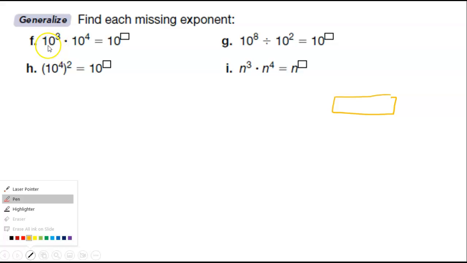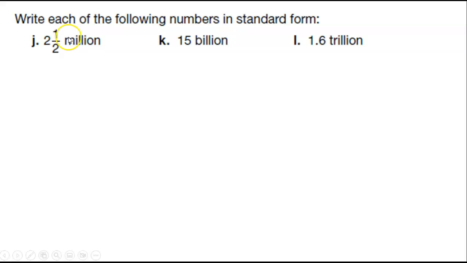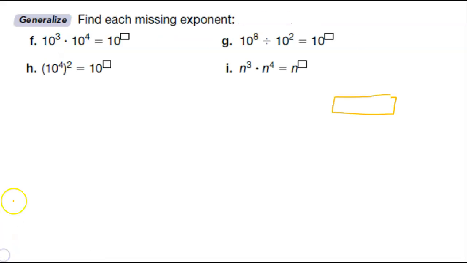So let's see. This says 10 to the third times 10 to the fourth is 10 to the what? Now when I multiply, why won't it draw? I do not know what I have done. Okay, I think I'm back to drawing.